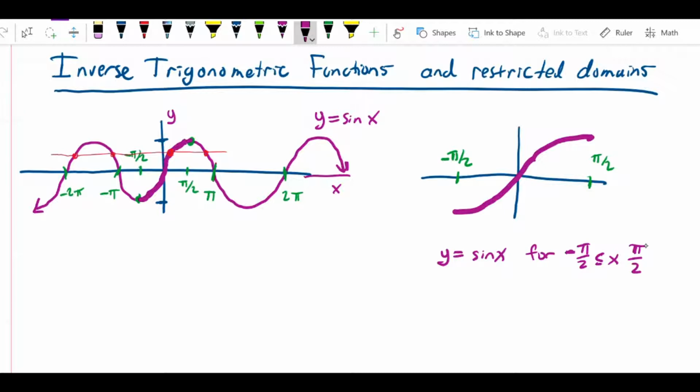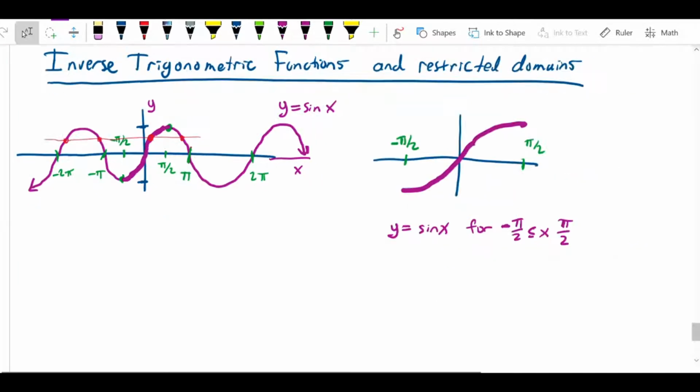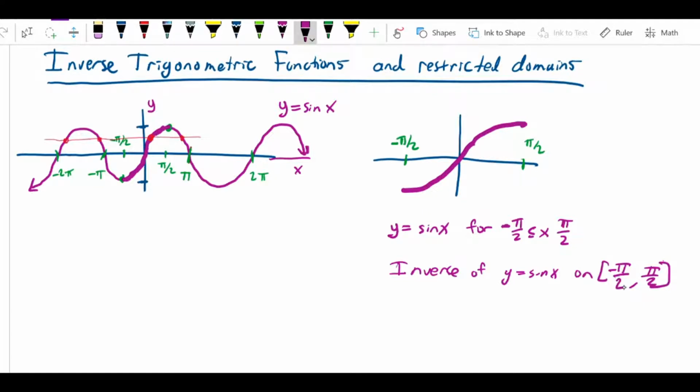So we can define its inverse function as the following. The inverse of y equals sine x on the restricted domain negative pi over 2 to pi over 2, let me write that a little neater. The inverse of the sine function on that restricted domain is a different function called y equals arcsine of x.